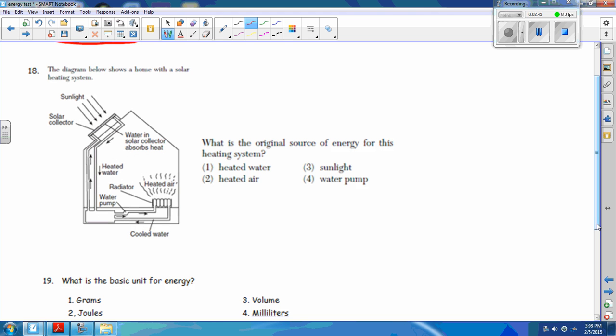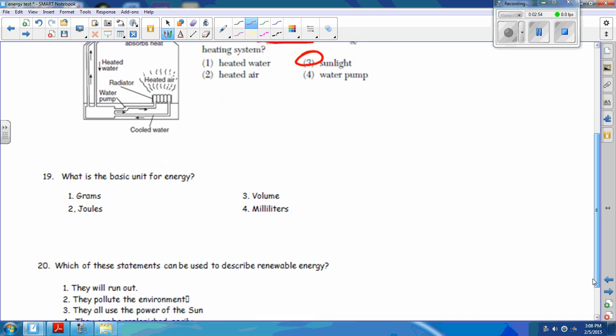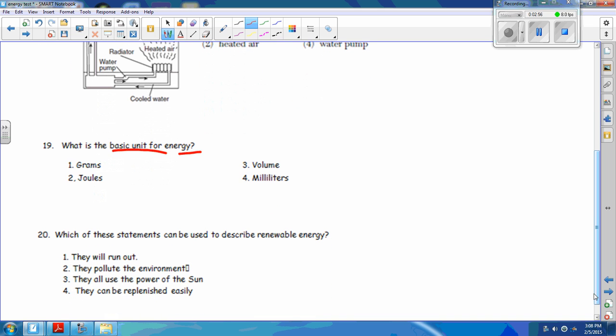What is the original source of energy for this heating system? Original means the first source of energy. So look at the picture. Where is the energy coming from? The sunlight. Good. The basic unit for energy is straight from the notes. There's nothing I can do to help you with this one. It's joules. The basic unit of energy is joules.